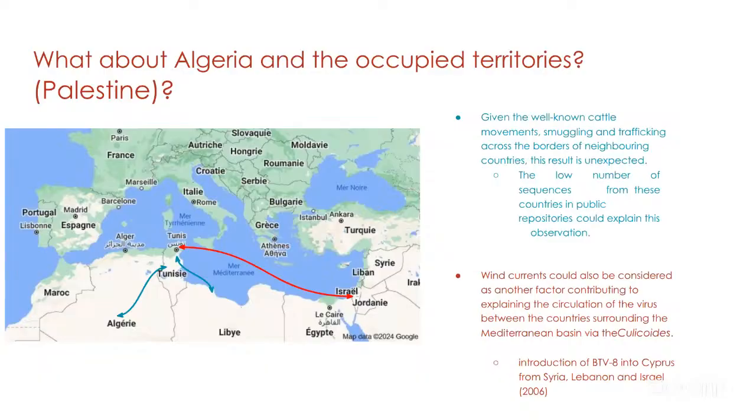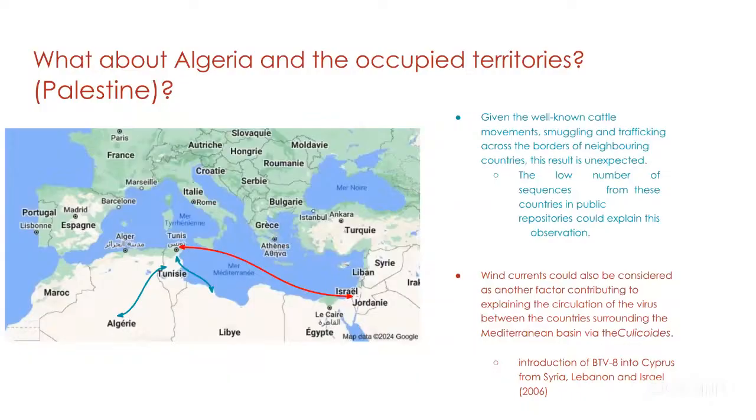The second thing that was unexpected for us is that we revealed some transition between Tunisia and occupied Palestine, and it was also surprising because we do not have any commercial trade and so on.